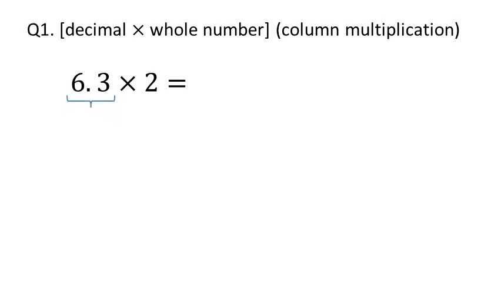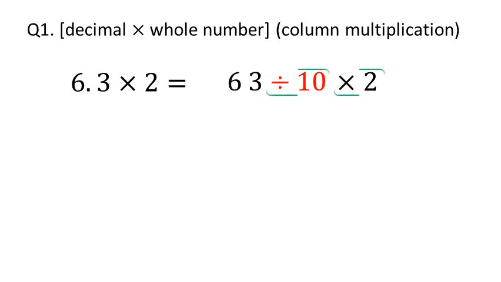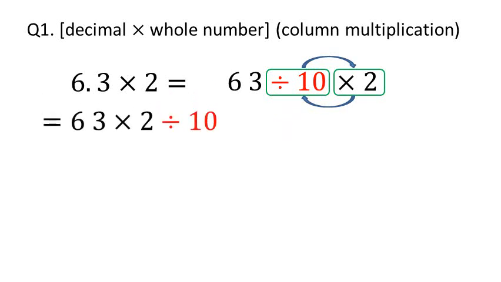6.3 can be changed to 63 divided by 10, and times 2 is just the same. Since division and multiplication are in the same order of operation, we can switch divided by 10 and times 2. So 63 divided by 10 times 2 is equal to 63 times 2 divided by 10.